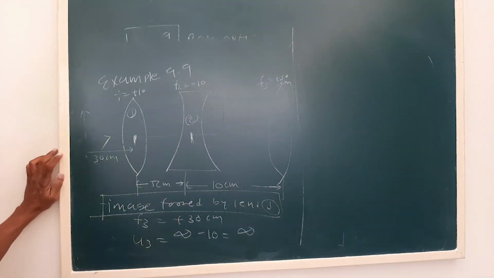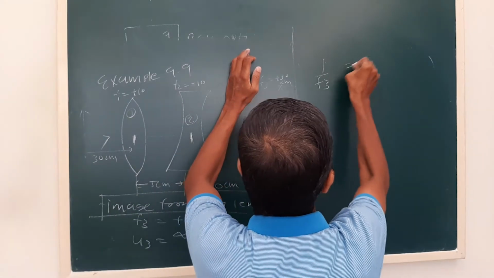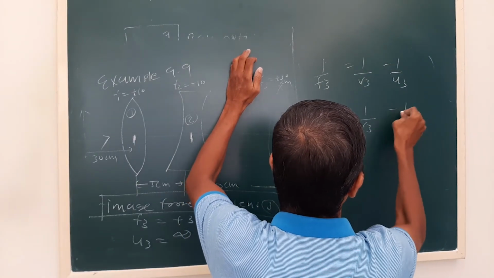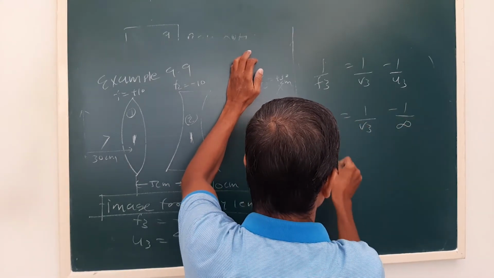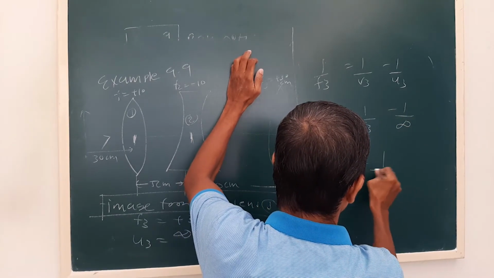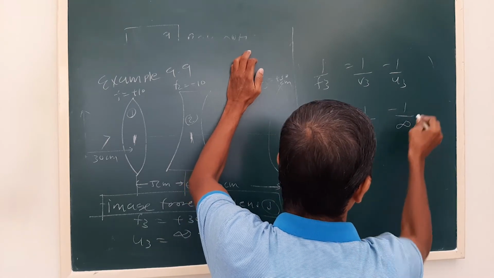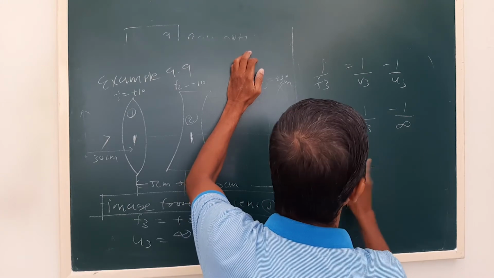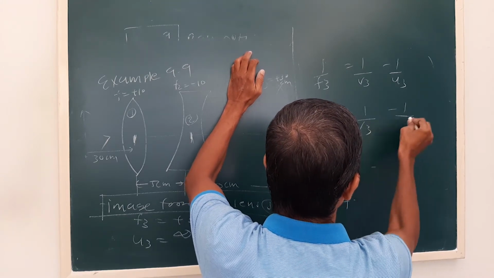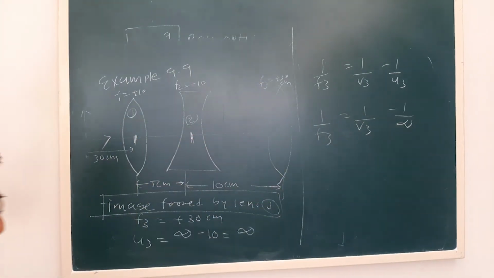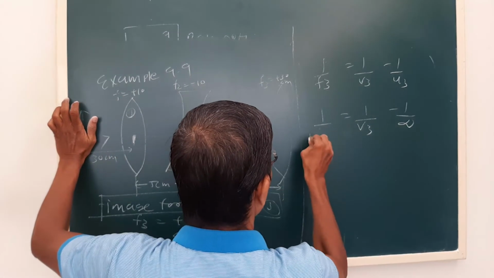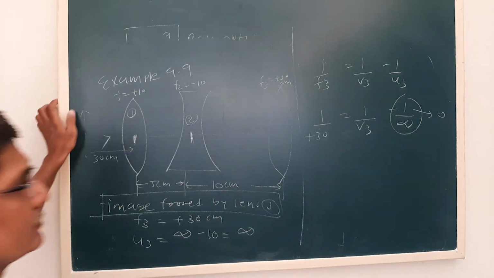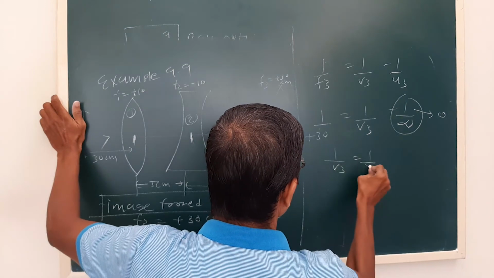Now for the image formed by lens 3, 1 upon F3 is 1 upon V3 minus 1 upon U3. 1 upon V3 we have to find out. See, the object distance is infinite. 1 upon infinite is 0. So 1 upon V3 you have to find out. Now it has become like this. F3 value you have to add, plus 30. 1 upon infinite has become 0. So 1 upon V3 is 1 upon 30.